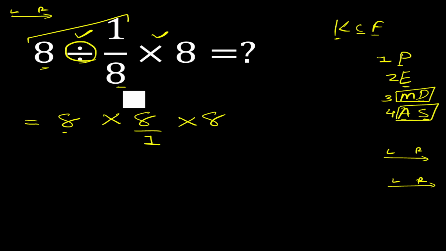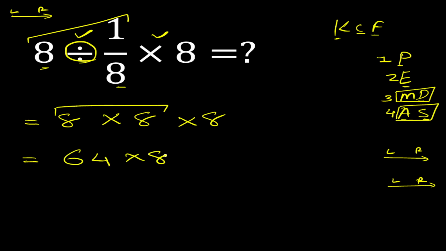Now 8 divided by 1 is equal to 8, so we can remove this one, right? Now 8 times 8 is equal to 64. So 64 times 8. Now 64 times 8 is equal to 512. Right? So the correct answer is 512.